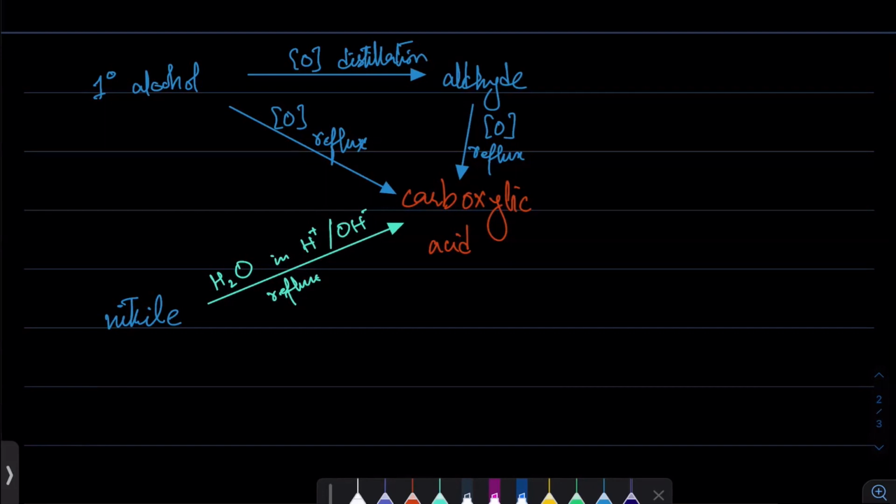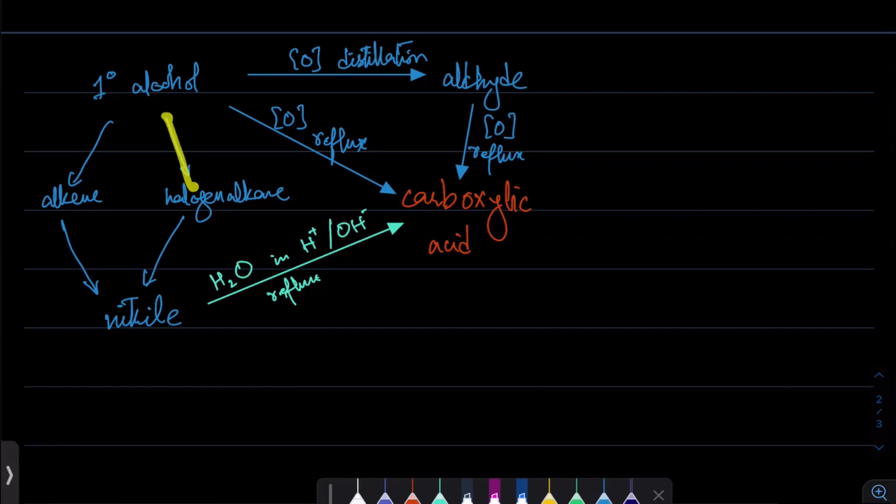Now that halogen can be substituted with cyanide using NaCN, HCN in ethanolic solution. So alcohol से direct nitrile लाना मुश्किल है. There are two ways. Either we convert it to alkene and then convert it to nitrile, or you go to halogenoalkane, and that's how you get to the nitrile part.